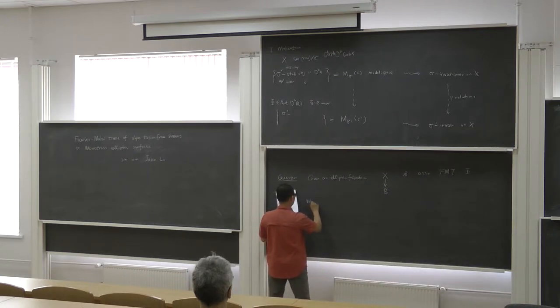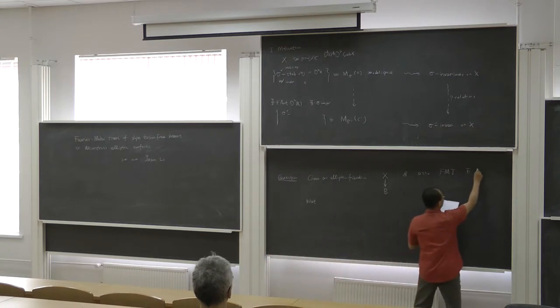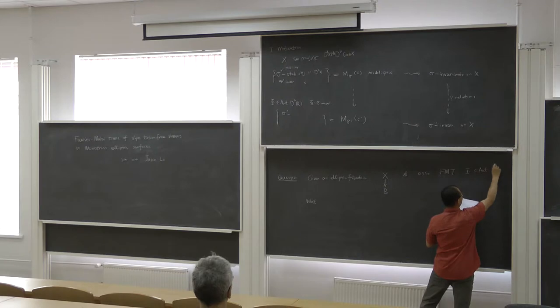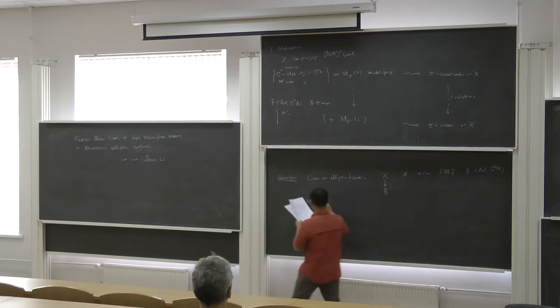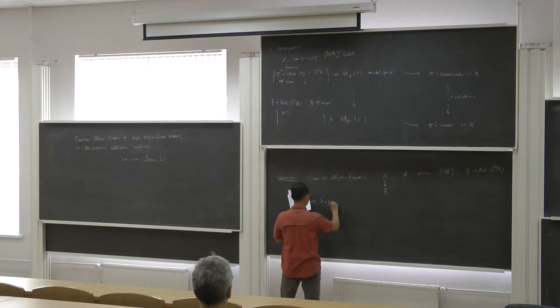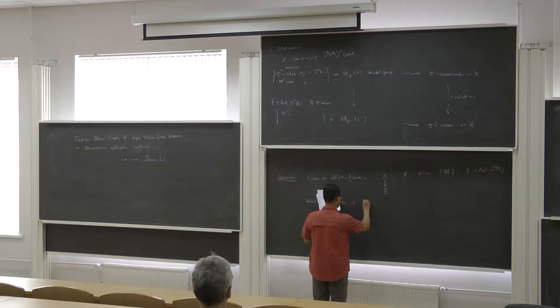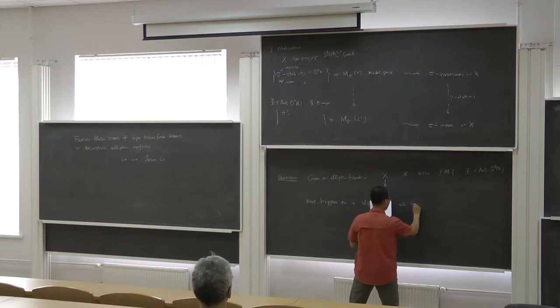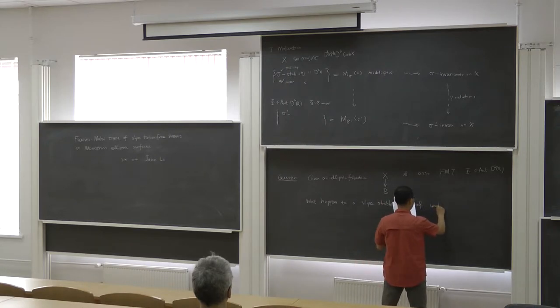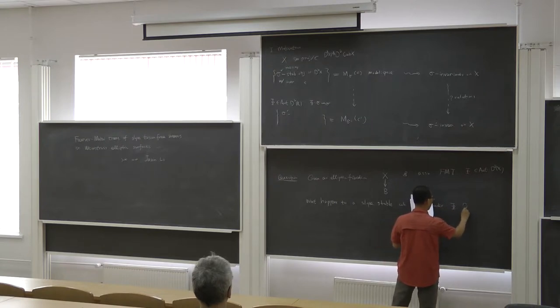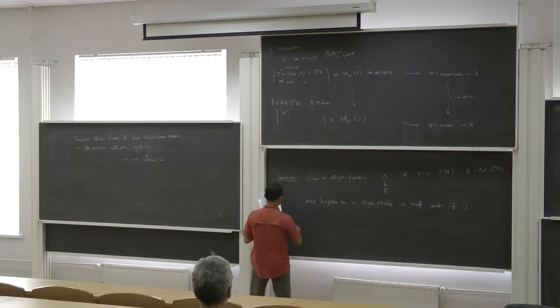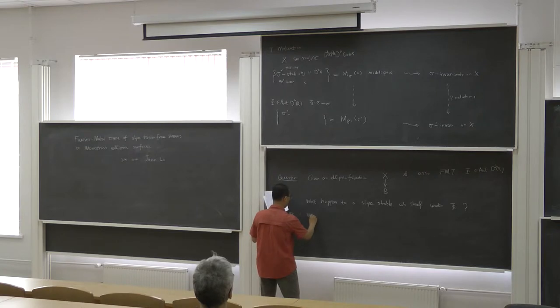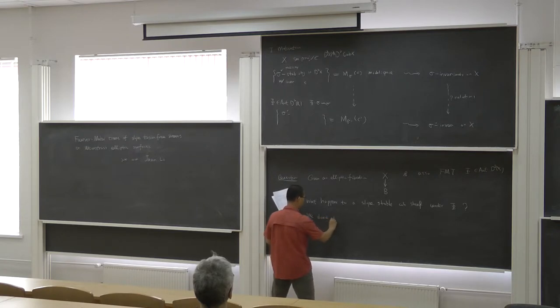So what happens? This is a very special auto-equivalence. What happens to slope stability, or what happens to a slope stable coherent sheaf under such phi? My comment is that we don't fix Chern characters.